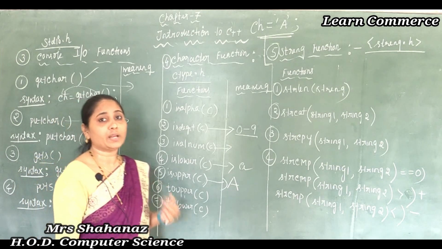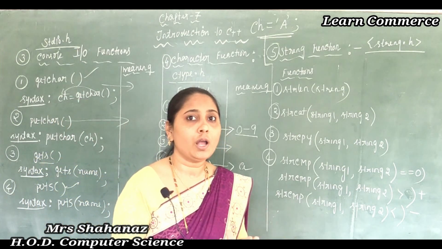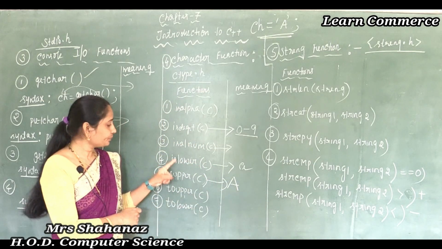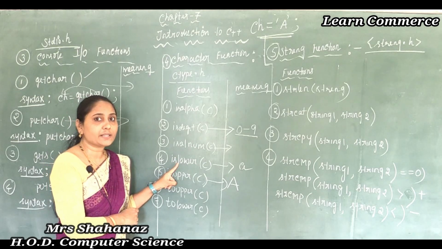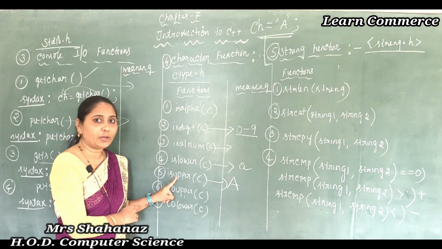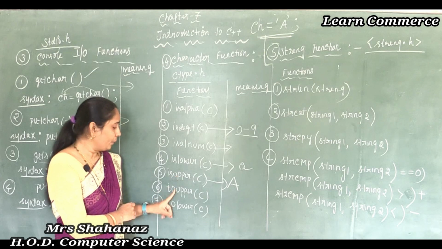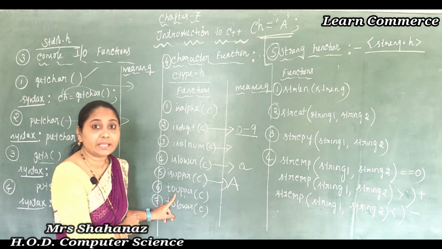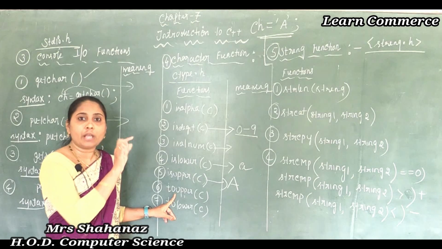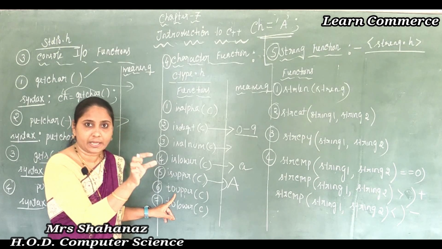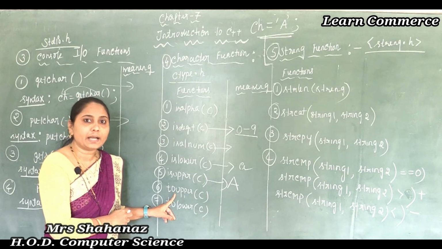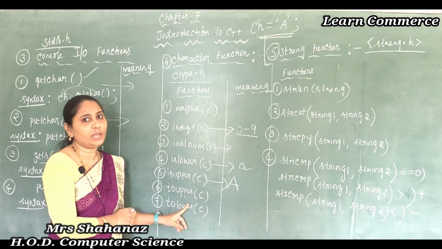And later, the next one is toupper of C. What about toupper? Some difference is there between islower or tolower and isupper, toupper. What I said about islower, it returns true if C is a lower case letter. Isupper returns true if C is an upper case letter. But in case of toupper, it converts from lower case to upper case. If you give any letter in lower case, it converts that letter to an upper case letter. So we can say it converts from our lower case to the upper case here.